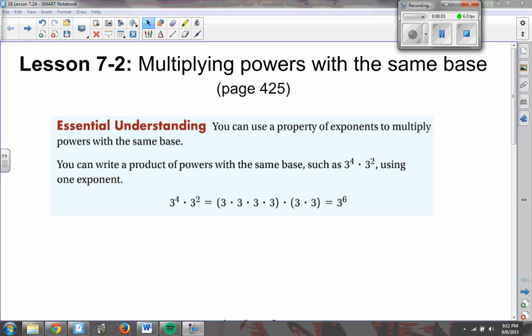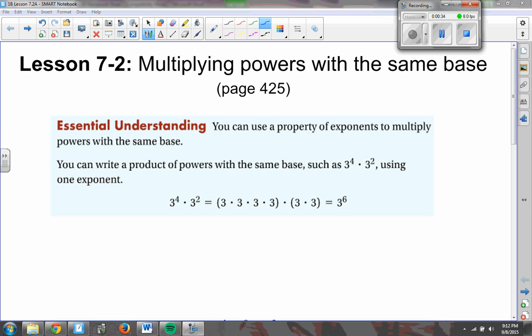Okay, Algebra 1B students, today we are going to talk about Lesson 7-2, the first part of multiplying powers with the same base. So please open with me in your books to page 425. That's where you'll find the beginning of this section. Hopefully what we do today is pretty straightforward, potentially with the exception of our last example, but we will cover that when we get there.